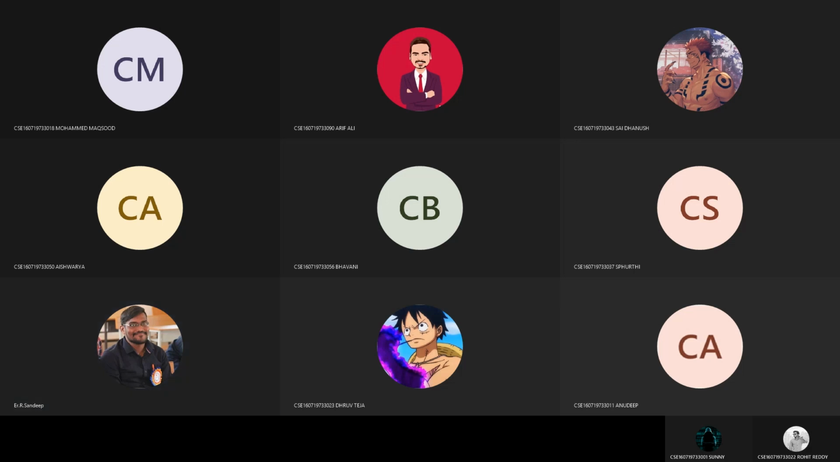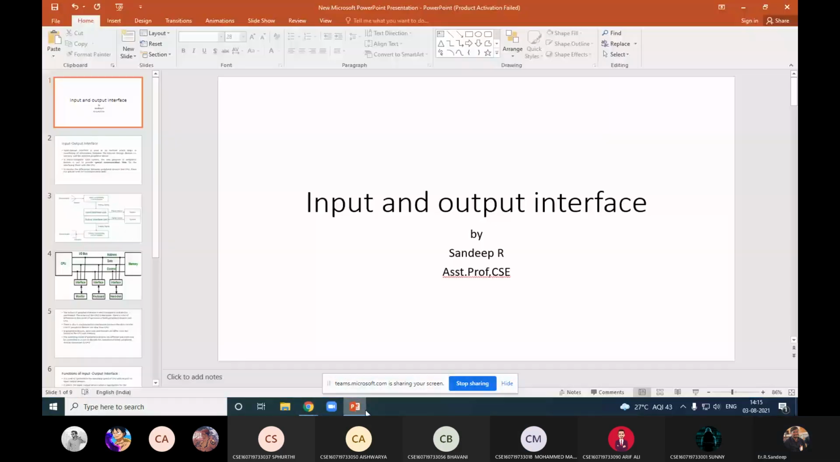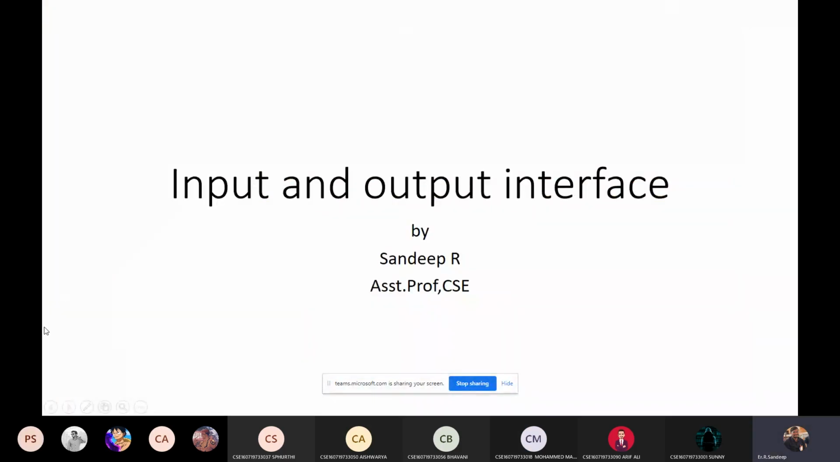Fine. Yeah, let me share the desktop. Hope you are able to see my screen. Can anyone confirm? Yes, sir. Yeah. So what is there on my screen? Which topic? Input and output interface. Yeah, input and output interface.